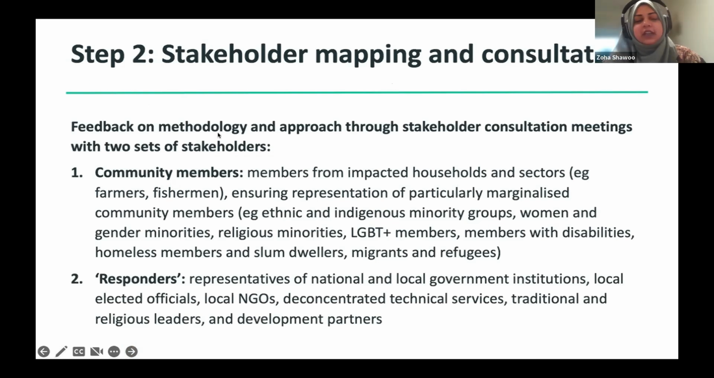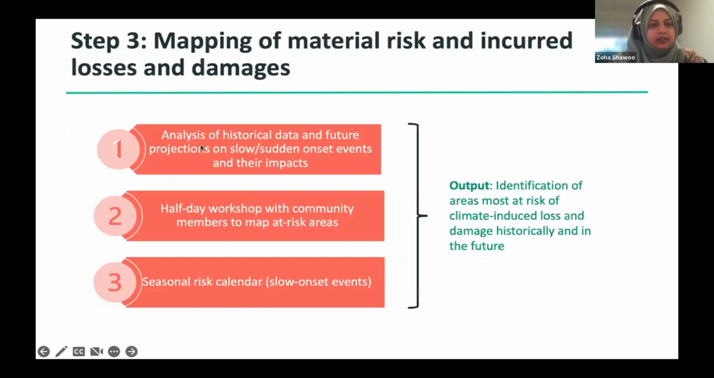Thanks, Ines. Hi, everyone. I'm Zoha. I'm a researcher at the Stockholm Environment Institute. So starting with step 3, which is more of an implementation side, it starts with a mapping exercise of material risk and incurred losses and damages. So this really starts with essentially having a map of the area and getting community participants to map the areas that have historically been affected by losses and damages and that they feel might be at risk or most vulnerable in the future as well.